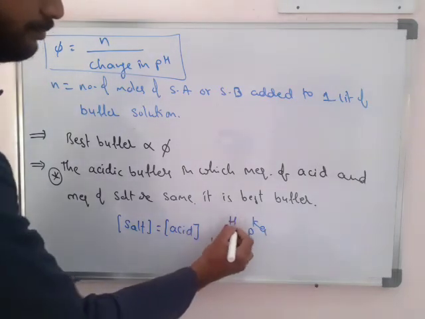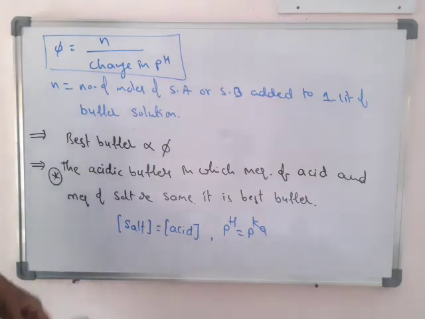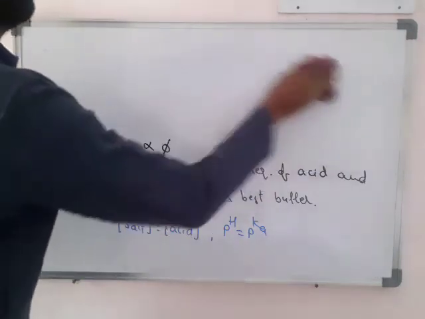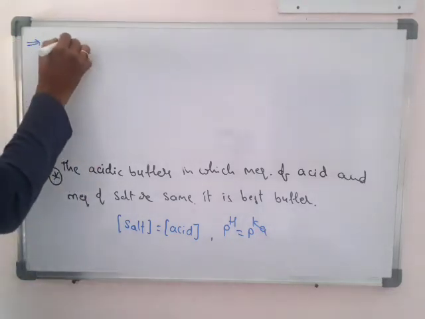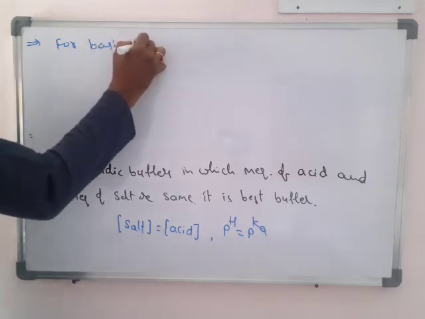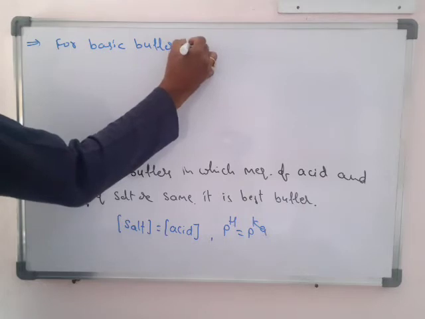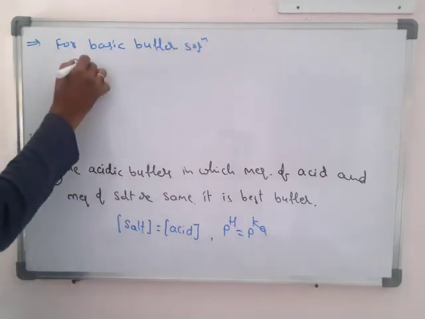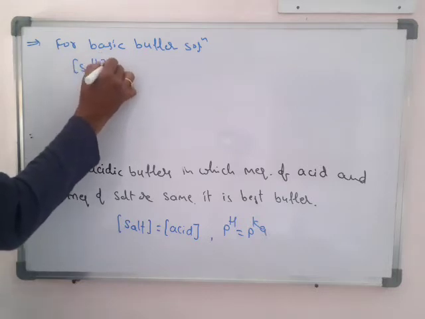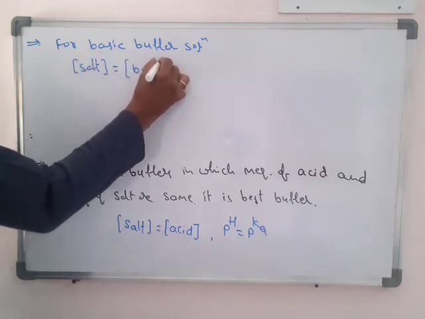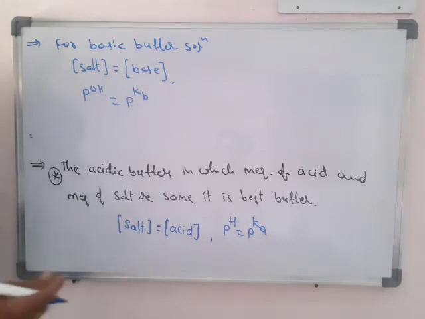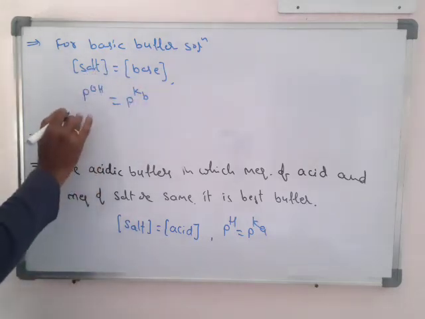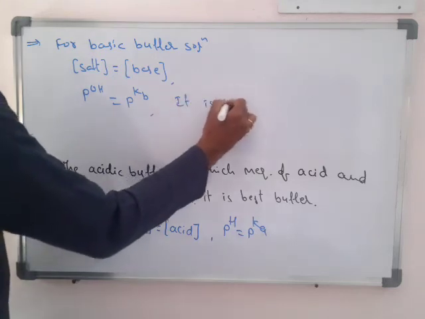Okay. In the same way, we can write it for basic buffers. For basic buffer solutions, if the salt concentration is equal to the base concentration, then pOH is equal to pKb. So for a base it is always pKb, so pOH is equal to pKb. It is a best buffer.